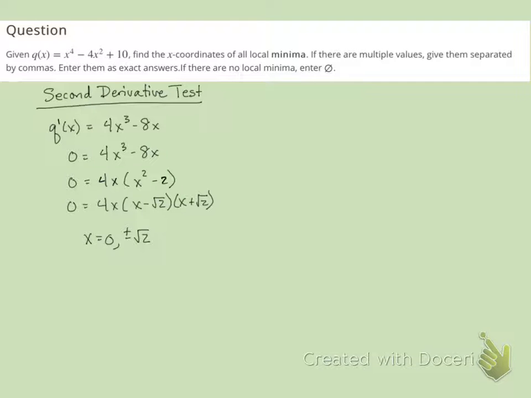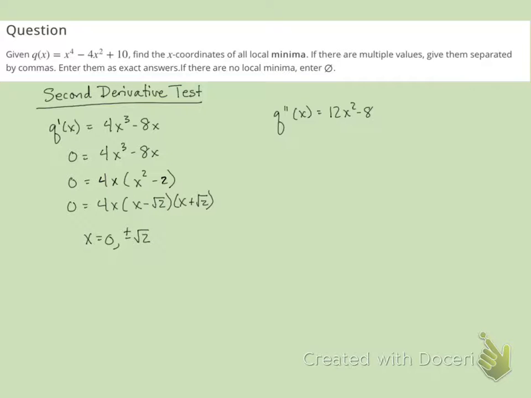Now here's where the second derivative test kind of branches off from the first derivative test. So we're going to find the second derivative. So the second derivative is going to be 12x squared minus 8. And now we're going to put each critical value into that second derivative. So actually, let's move that up here. And we are going to put each of our critical values into that function.